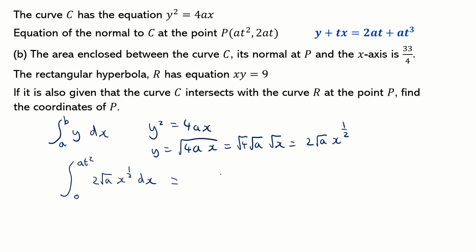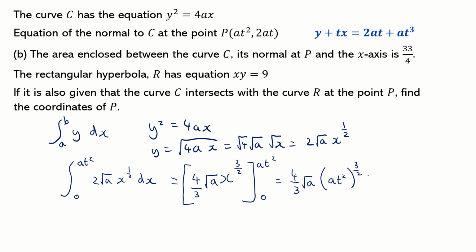So add 1 to the power, divide by the new power. So half plus 1 is 3/2. Dividing by 3/2 is same as timesing by 2/3. So therefore we get 4/3 root a out the front now. And then we've got our limits to plug in, making sure our notation's correct by doing the square brackets, and then plugging that stuff in. We get 4/3 root a, lots of at squared to the power of 3/2. And then we're going to take away what happens when you plug 0 in. Luckily, if you plug 0 into that, you just get 0. And so we can go ahead and continue simplifying it.